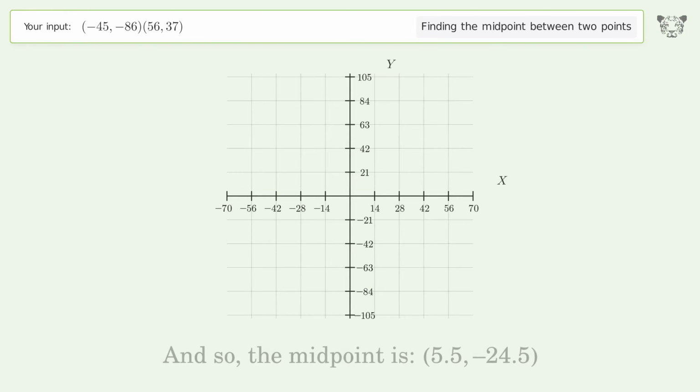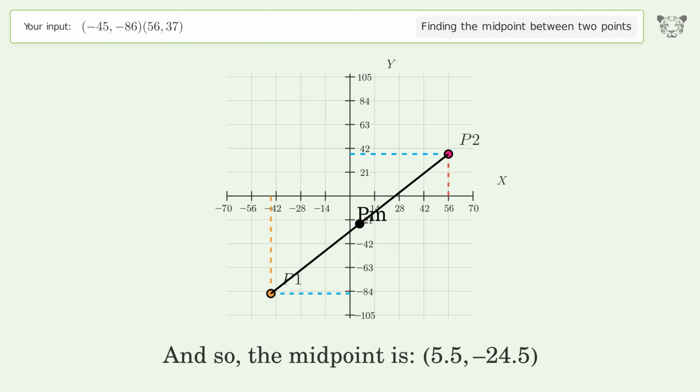And so, the midpoint is 5.5, negative 24.5.